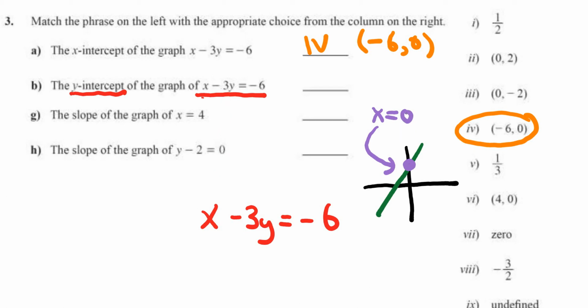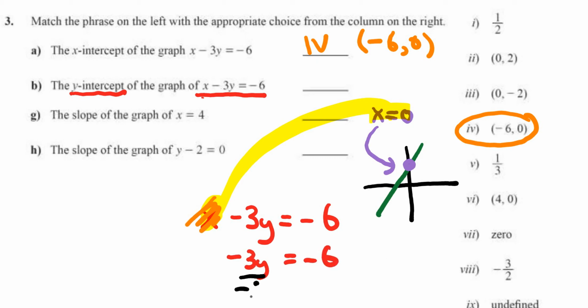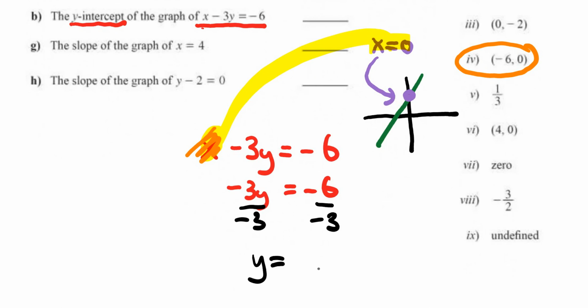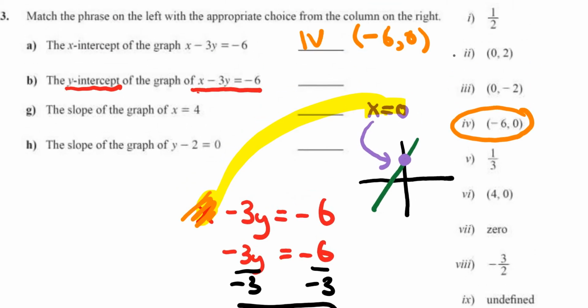If I know the x value is 0, that means this part here is going to be 0, so that just goes away. Now you're left with negative 3y equals negative 6. You can divide both sides by negative 3, and y would equal positive 2. So the y-intercept is positive 2, and the best letter that represents that is option number 2 here. The y-intercept is 0, 2.